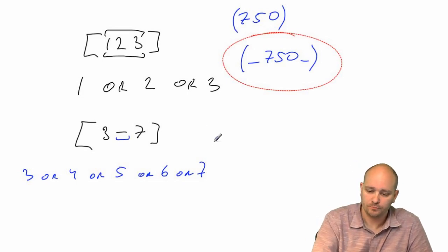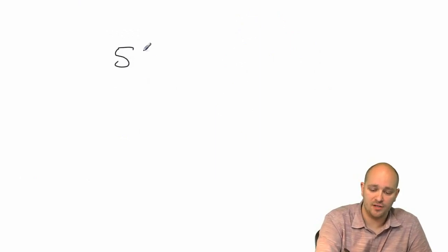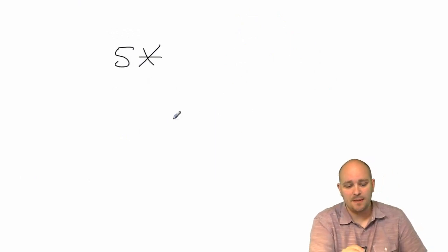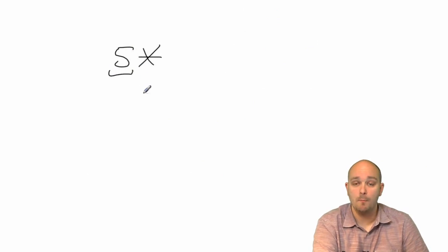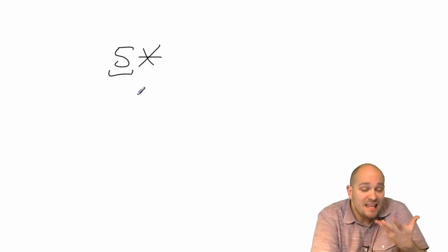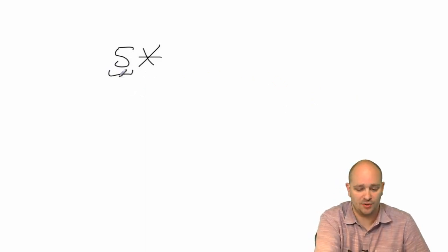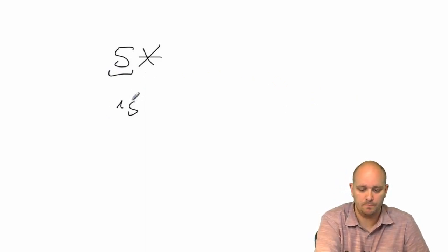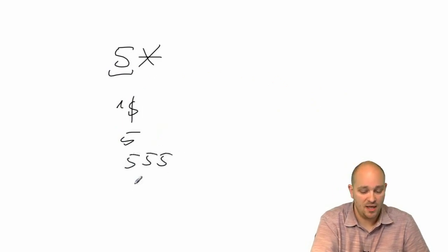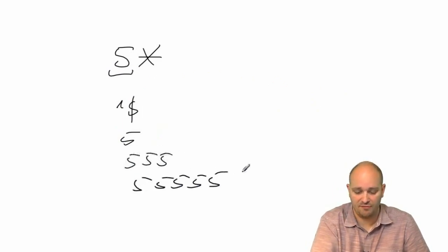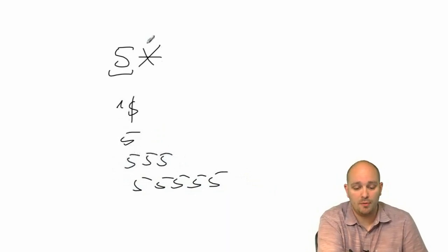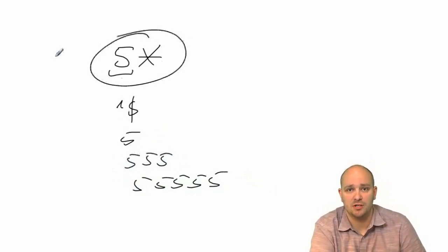So, for example, let me use another example. If we had 5 star, this means that this 5 may or may not appear, and if it appears, it's okay if it repeats 1 or more times. So this will match 5, it will match 5, 5, 5, it will match 5, 5, 5, 5. So all of these will be matched by this matching pattern here.